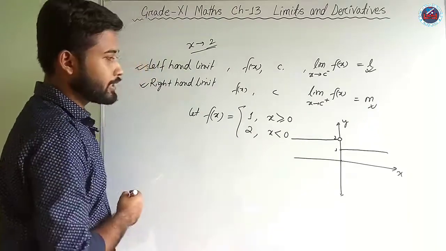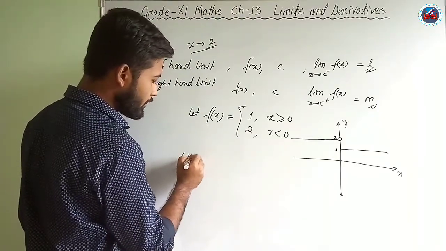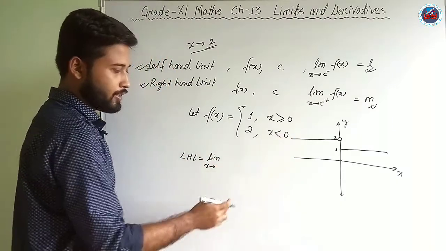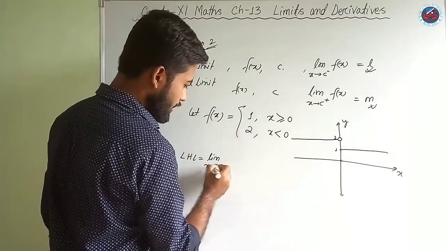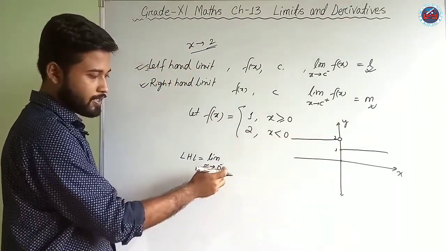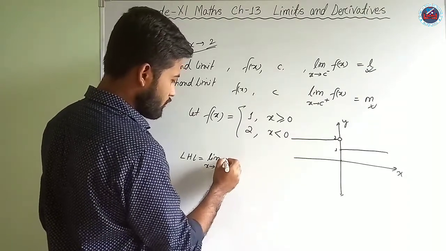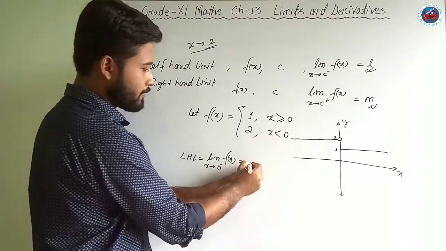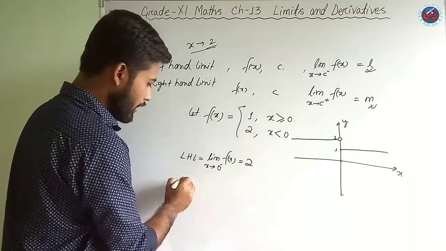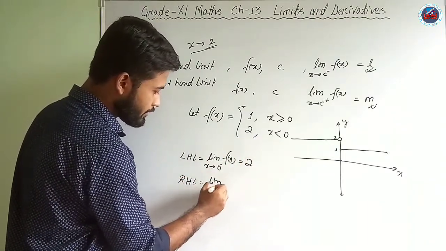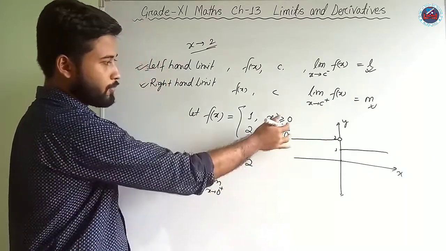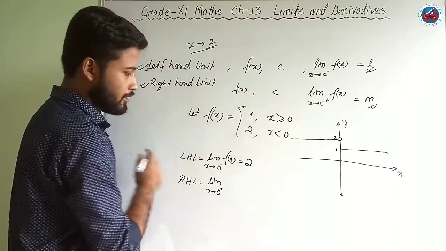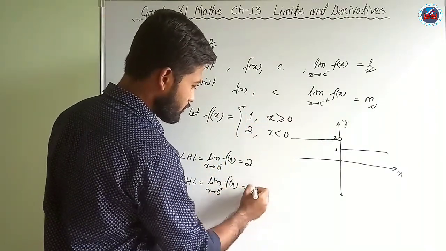Now let us check the left hand limit and right hand limit of this function. What will be the left hand limit? The left hand limit will be the limit as x tends to 0 negative of f of x. Since x is less than 0, the value of f of x will be 2. And for the right hand limit, it will be the limit as x tends to 0 positive. For positive x we need to consider this function, so this limit will be equal to 1.